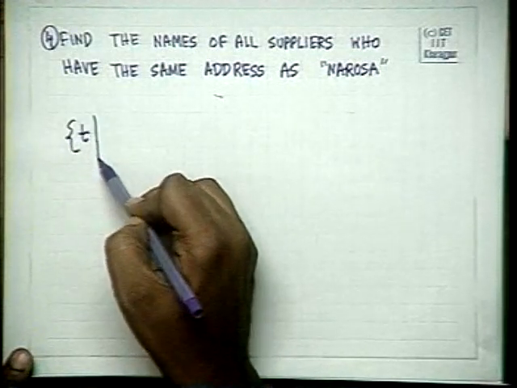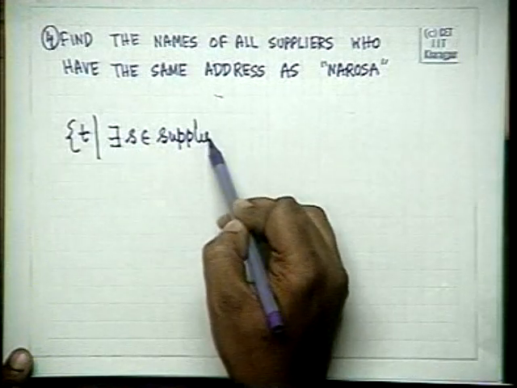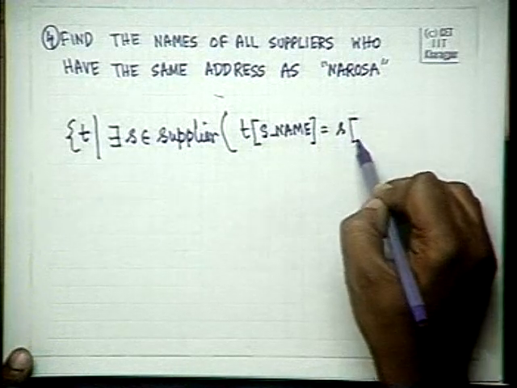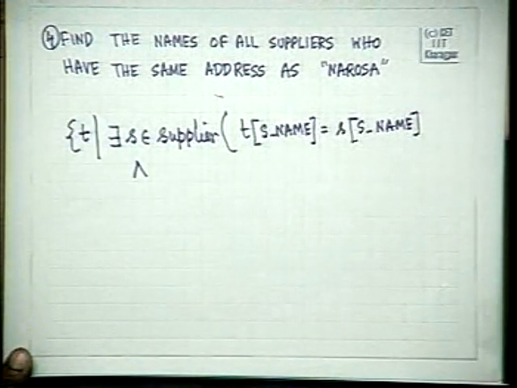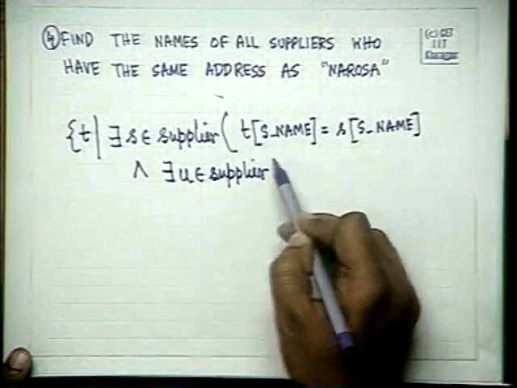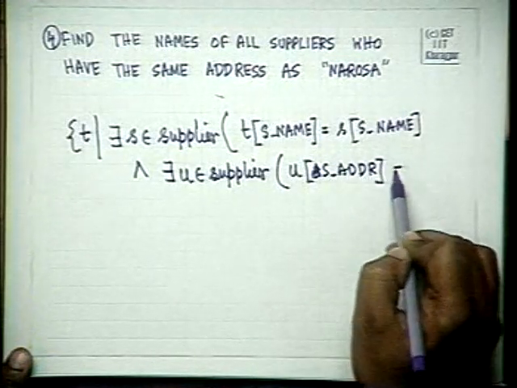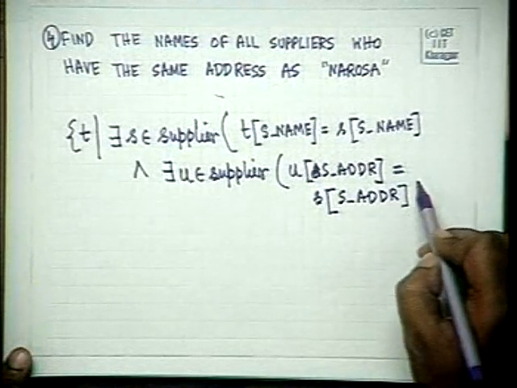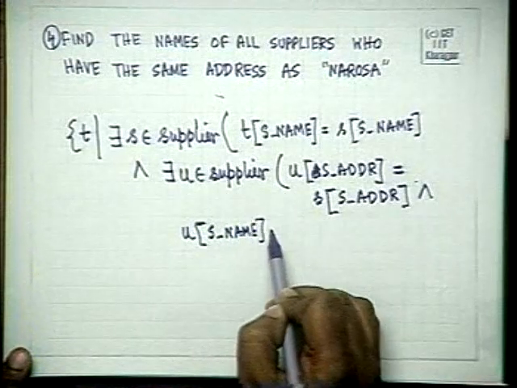Here it will come out like this: for all tuples T, there must exist an S element of supplier such that T of S name is equal to S of S name, and there must exist another U element of supplier as well such that U's S address is the same as the S address of S and U S name is Narosa.